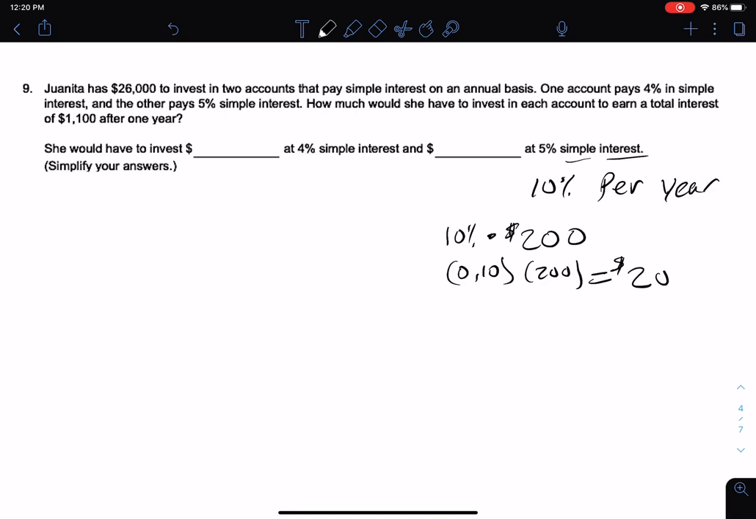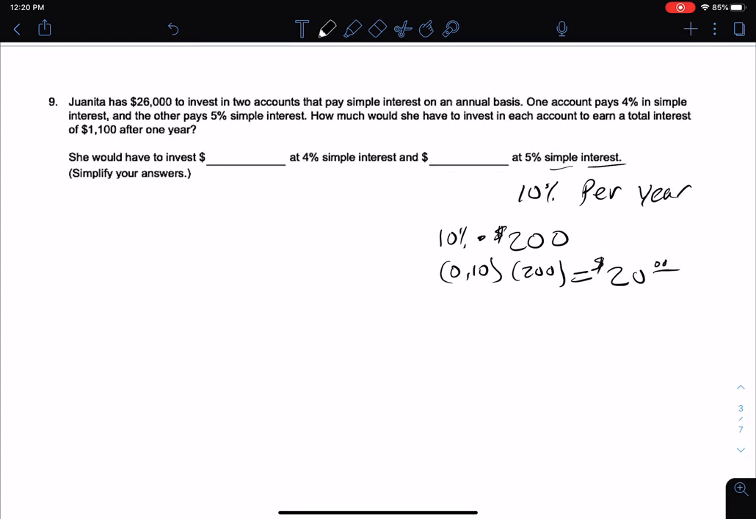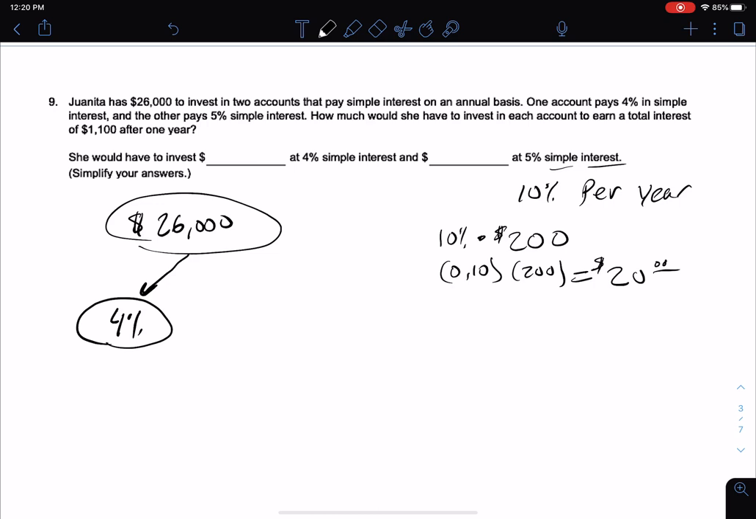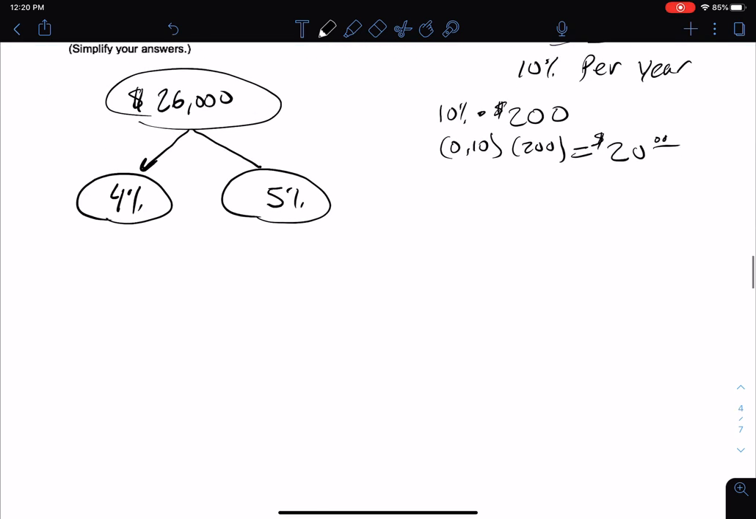Okay, multiply 0.1 times 200, you get 20. So that's simple interest. It's not compounding interest, it's simple. So now what makes this harder is you've got these two different accounts. So my visual that I do with this is we're starting with $26,000, right? There's your pot of money. And some of it's going to go over here at this 4% rate account, and some is going to go over here at this 5% account. Okay.